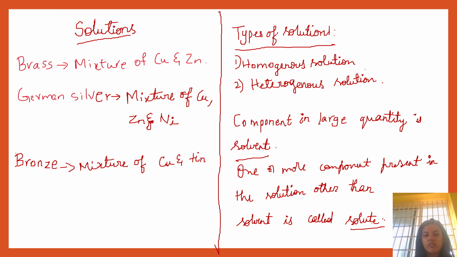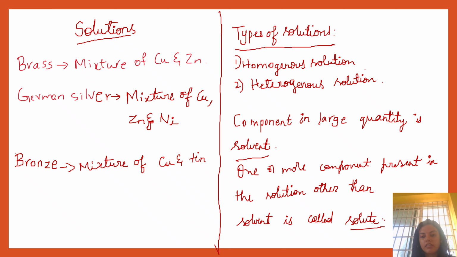Here we focus on homogeneous solutions because in the definition, solutions are a homogeneous mixture of one or two compounds or pure substances. In a homogeneous mixture, the component in a large quantity is the solvent, and one or more components present in the solution other than the solvent is a solute.